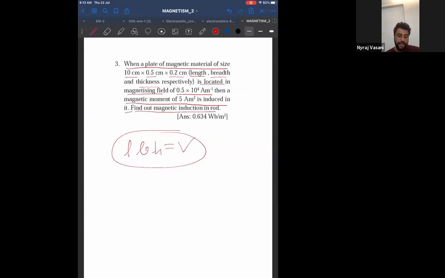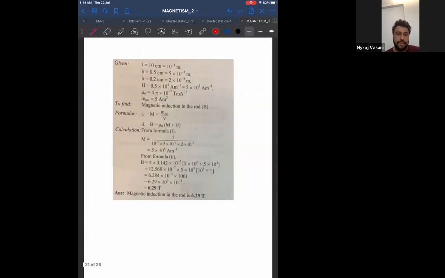Now, there is a plate also. There is a rod also. Therefore, I have to use the complete formula. Sarthak, just look at this. Now, I'll show you the answer. Tell me if you're understanding it. If you're understanding it, just listen to this.